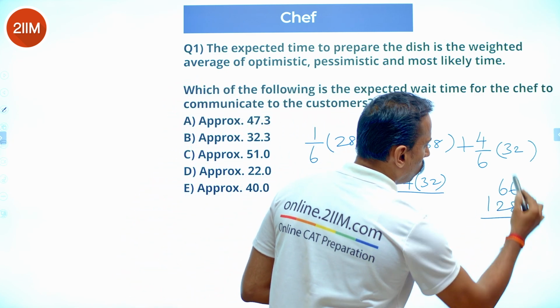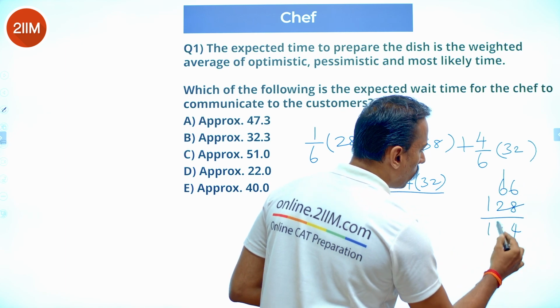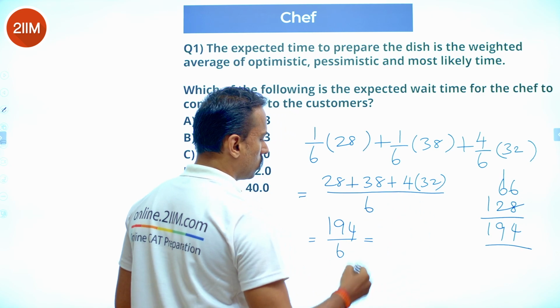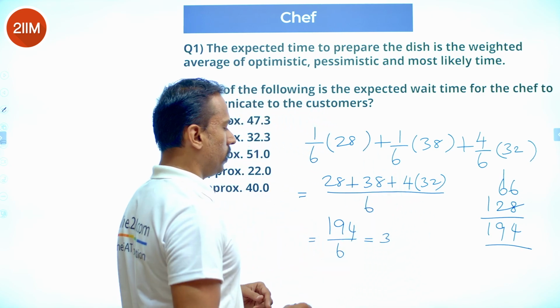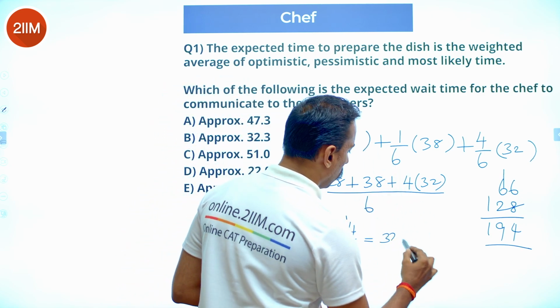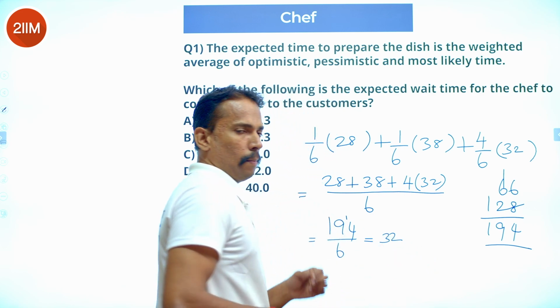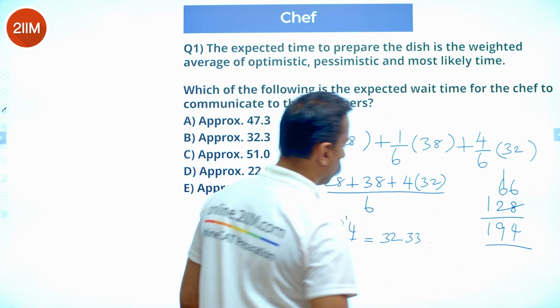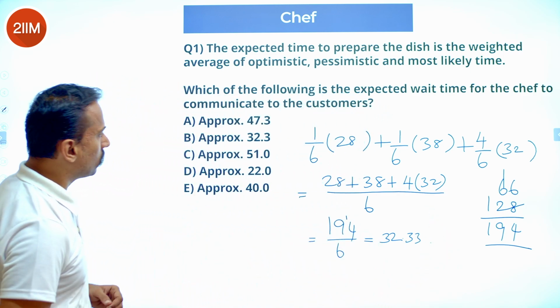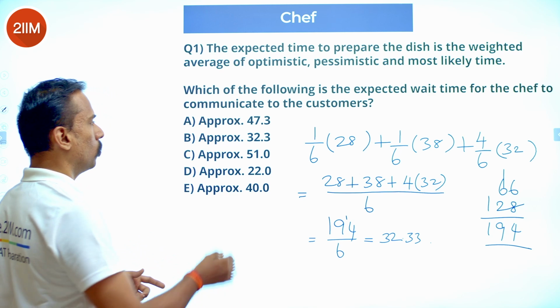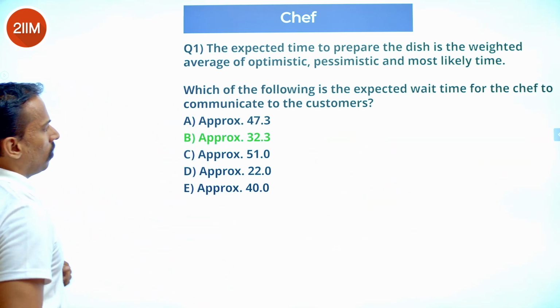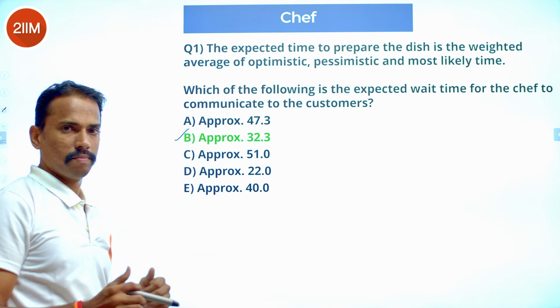Now this will add up to 194. So 194 by 6. The answer is 3 sixes are 18, 4 twos are 32, balance is 2. So 2 sixths, or 1/3, 32.33 minutes. So my answer is 32.33 minutes. It's approximately 32.3. Option B is the right answer. Yeah, we are right. Option B is the right answer.